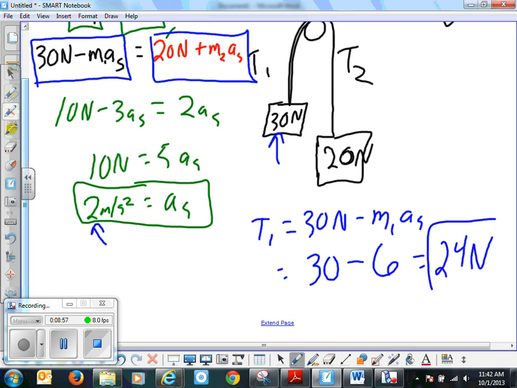Now, was that greater than 20, less than 30? Okay, so that's the right answer then. At least it's a logical answer.